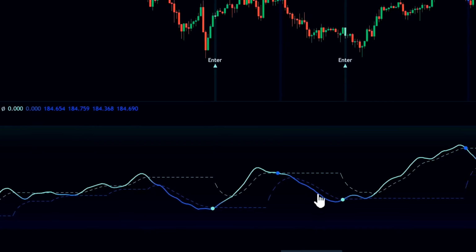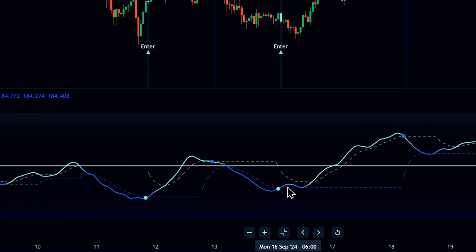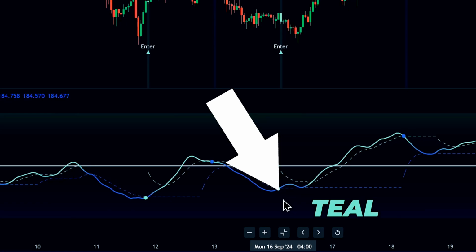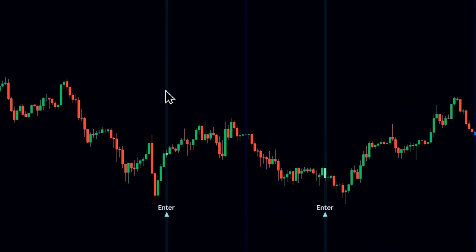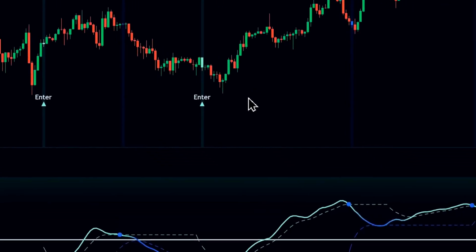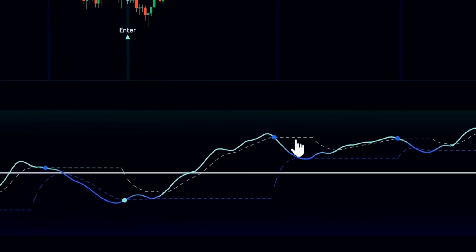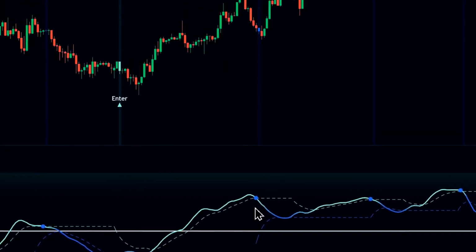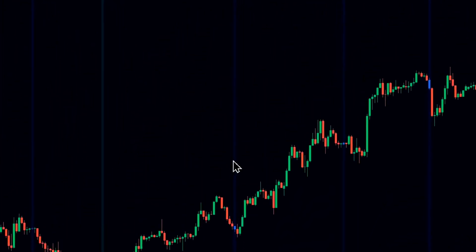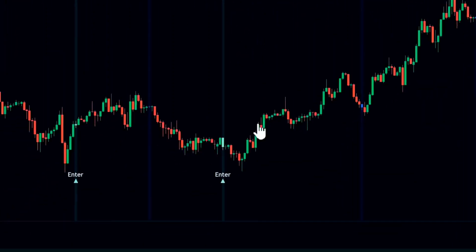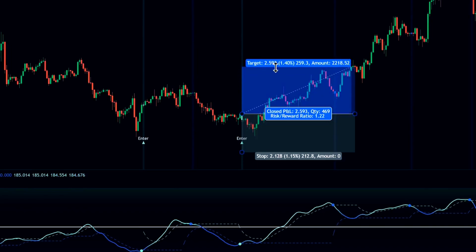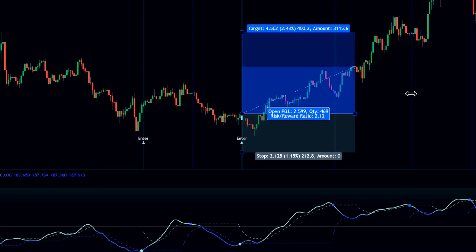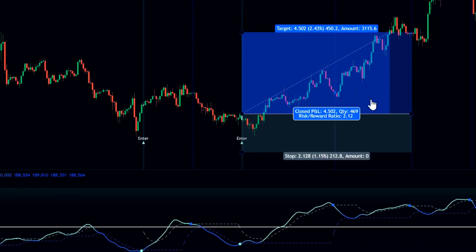For example, when the oscillator crosses above the lower DSL line below 50, it triggers a buy signal marked by a teal dot and a vertical bar labeled enter. Conversely, when the oscillator crosses below the upper DSL line above 50, it signals a sell with a blue dot and bar labeled exit. The enter label indicates long positions, while exit marks points to exit longs or enter shorts. You can use the crossover signals alone or as part of a strategy.